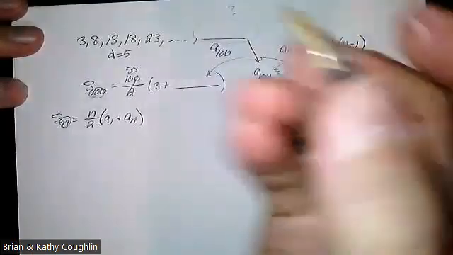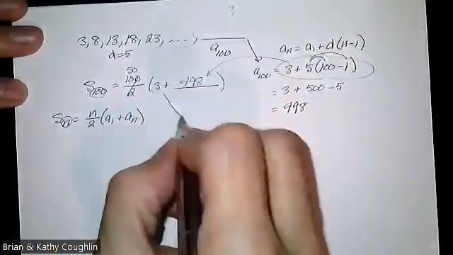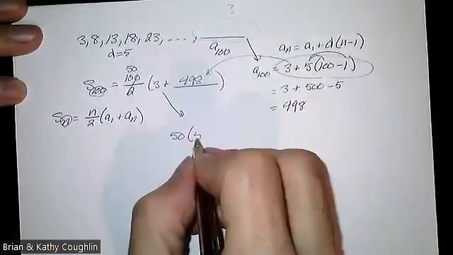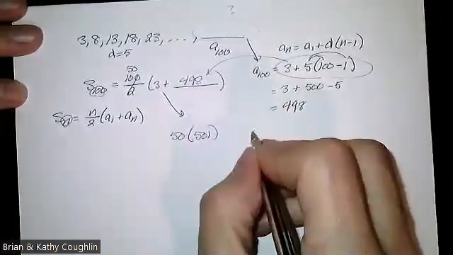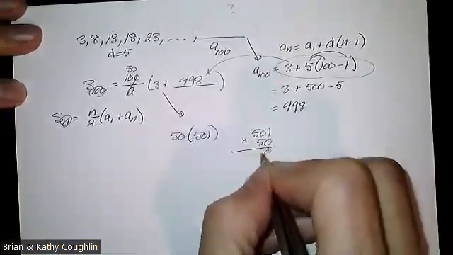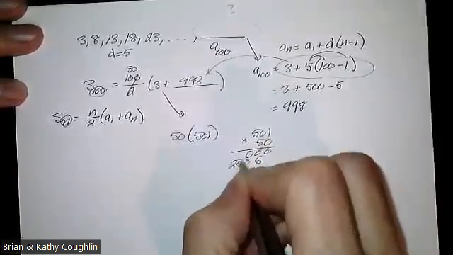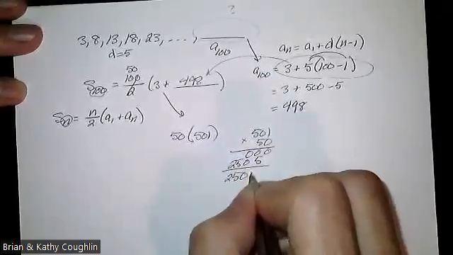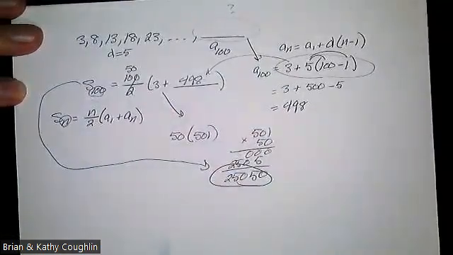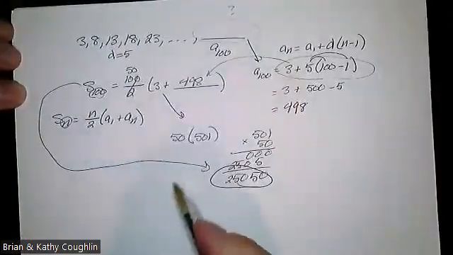Now, we knew that from the previous page, but 498. So this answer is going to be 50 times 498 plus 3, which is 501. So let's do that. 501 times 50. Multiplying by 0, just going to get a bunch of zeros. This is going to get 25,050. That is the sum of the first 100 terms of this sequence. Isn't that amazing? And we have Carl Gauss to thank for that.